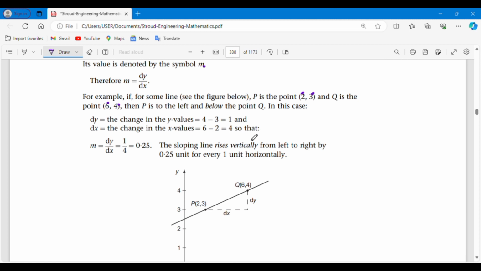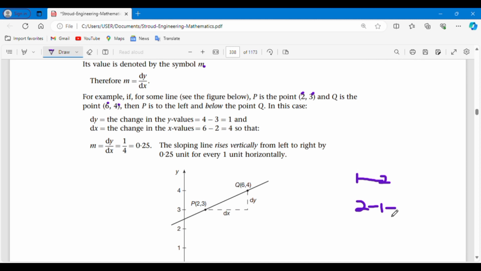So let me basically explain this. The dy is the change in y values. So start from the second one. The y value of the second one, of Q, is 4, right? 4 minus, because if I have something here 1 and I have something here 2, if I say change from 1 to 2, it means it will be 2 minus 1.